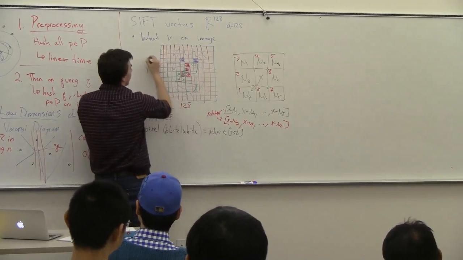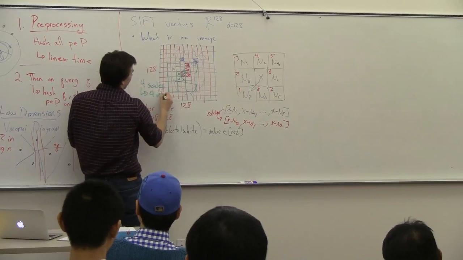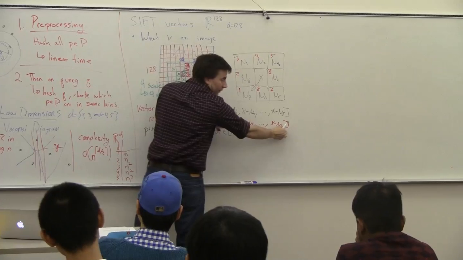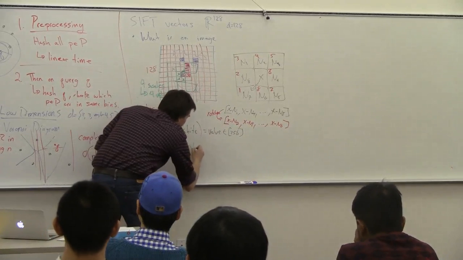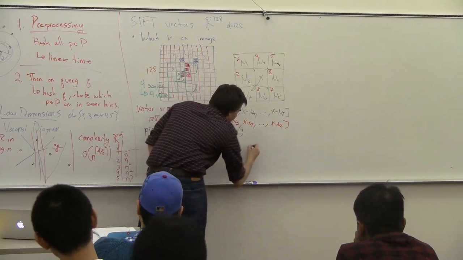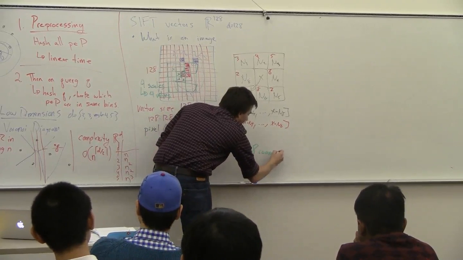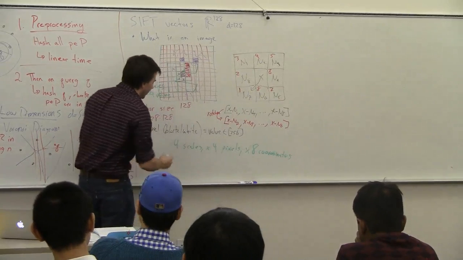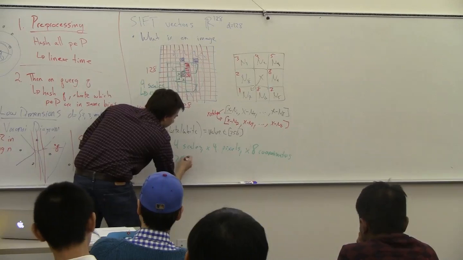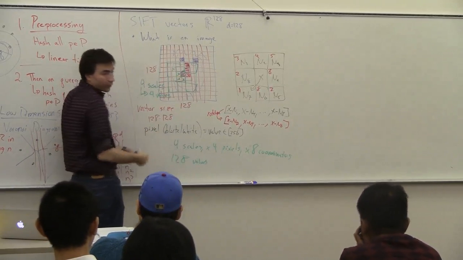You do this, and this, and you do this for four scales, and each is going to give you four values. And for each of these pixels, you're going to compute a vector that looks like this. So you're going to get four scales times four pixels, and then times eight of these coordinates. And so for each point of the diagram, you're going to get 128 of these values. And so for a point in the picture, you're going to get a 128 dimensional vector.